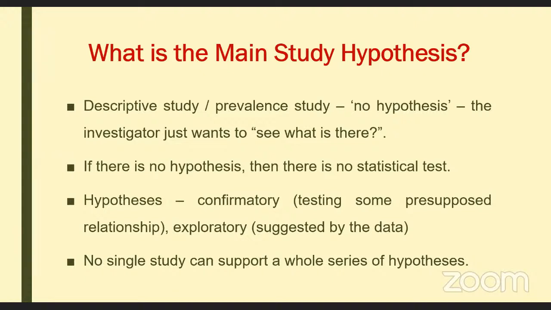Right? So you can have different hypotheses, and depending on the hypothesis, the study or the statistical test will be decided. No single study can support a whole series of hypotheses. You cannot have n number of hypotheses for a single study. Otherwise, your study would not be sufficient to focus on one hypothesis, or you may not be able to focus on one conclusion, the main aim of the study. So limit your hypothesis, decide your hypothesis, and your hypothesis will tell you which statistical test is to be applied.